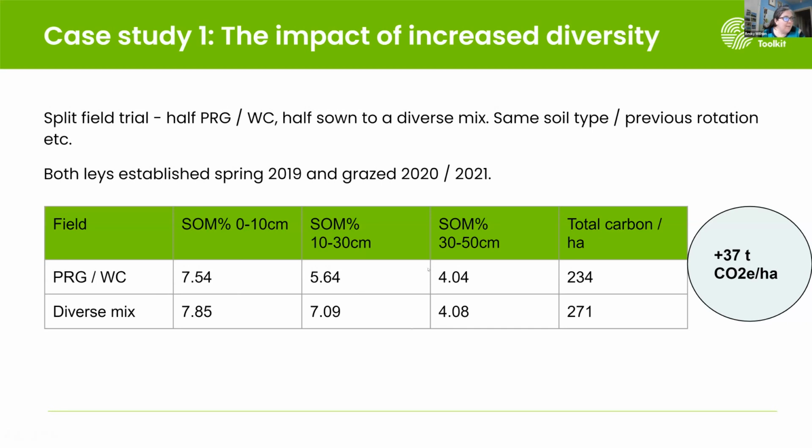But what's happening is that diversity is incorporating some of those deeper rooting species. And you can see that suddenly when we also look at what's happening at 10 to 30 centimetres, you've got a much more significant difference going on there. And what that equates to over that field is a difference of 37 tonnes of carbon dioxide equivalent per hectare. So again, this data is starting to show that actually there are abilities to change at a much higher rate than has often been thought.